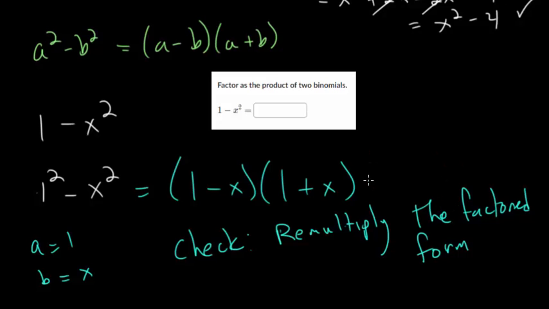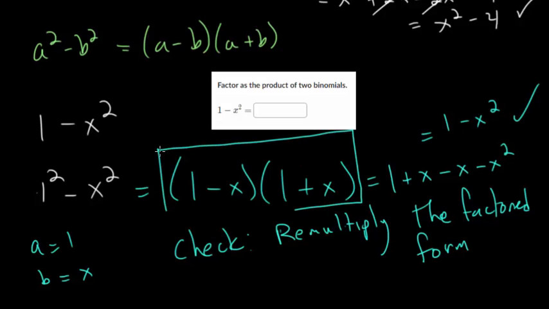you did it correctly. So remultiplying it, 1 and 1 make 1. 1 times positive x would be plus x. Minus x times 1 would be minus x. And minus x times x would be minus x squared. The middle terms go away, and you do get 1 minus x squared, which means that this worked. So you can feel confident that this is indeed the factored form for this expression here.